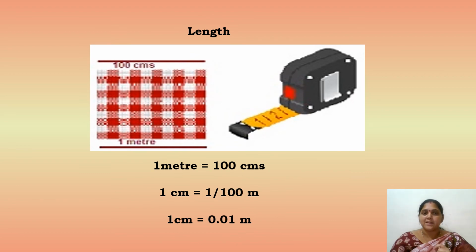Next is length. 1 meter is equal to 100 centimeters. If you want to find 1 centimeter, 1 should be divided by 100 because 1 meter is equal to 100 centimeters. So the value of 1 centimeter is equal to 0.01 meter.